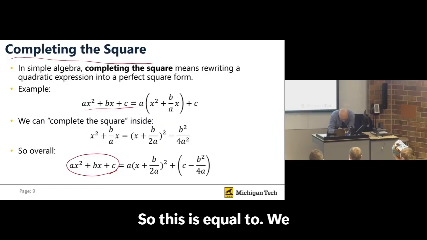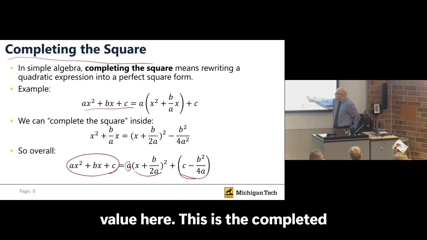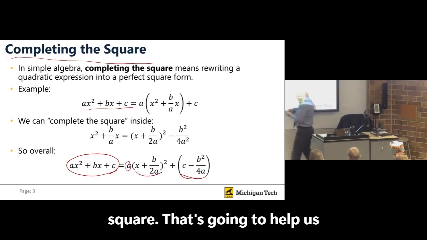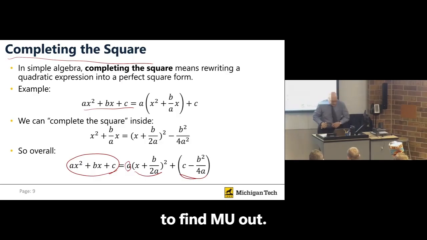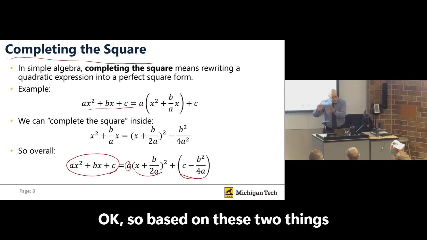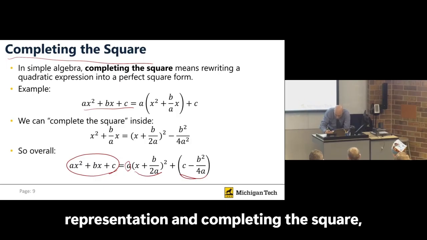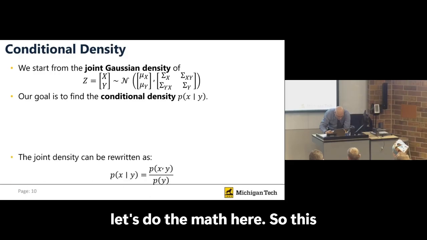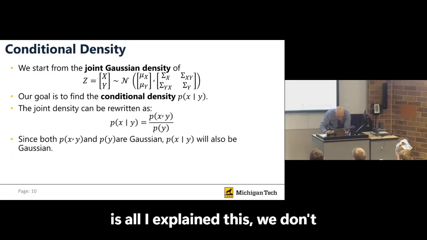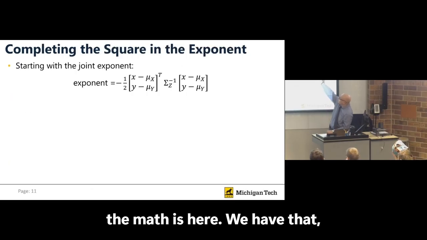So this is equal to, we can take A out, x here is squared, something with x, and another value here. This is the complete square that's going to help us to find mu out. Based on these two things that we already explained, the block representation and completing the square, let's do the math here. This is just extra, we don't need it. Yeah, the math is here.